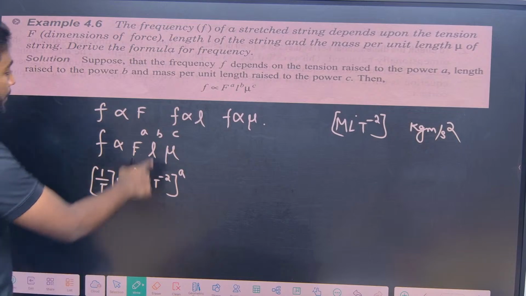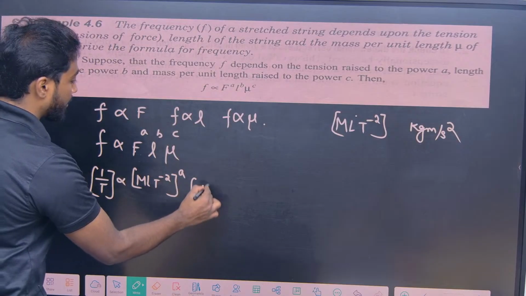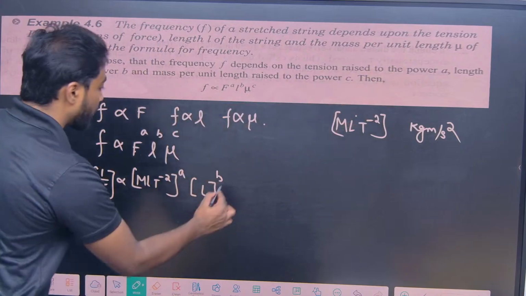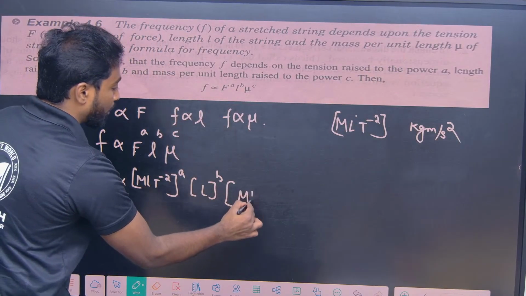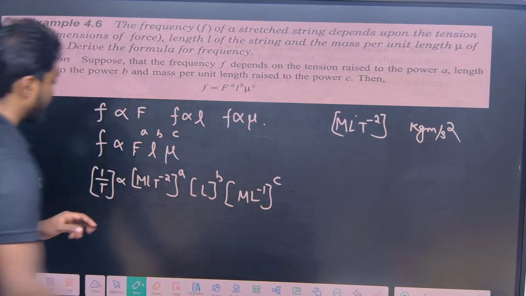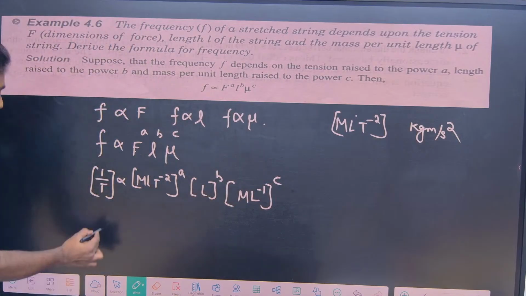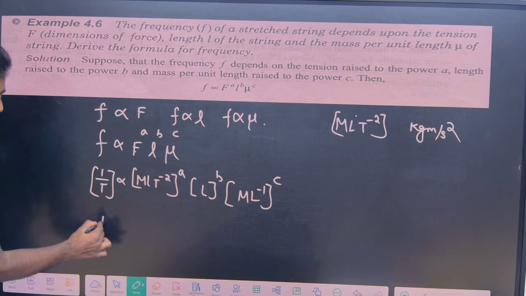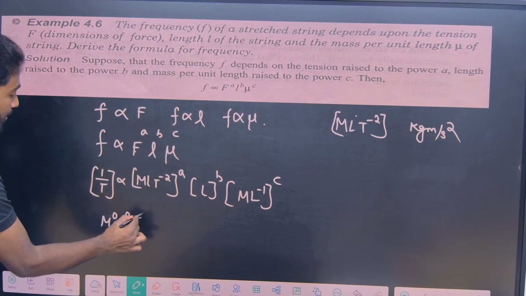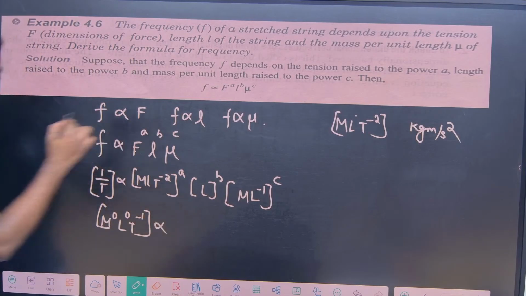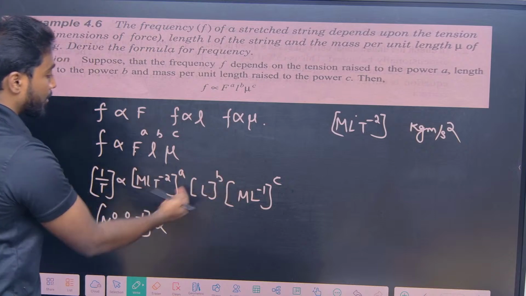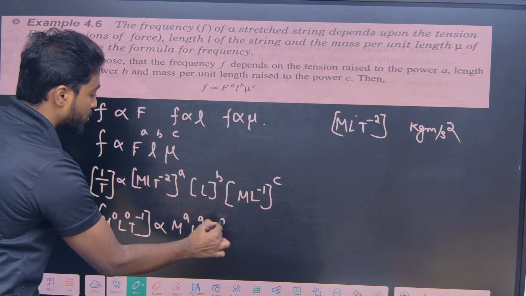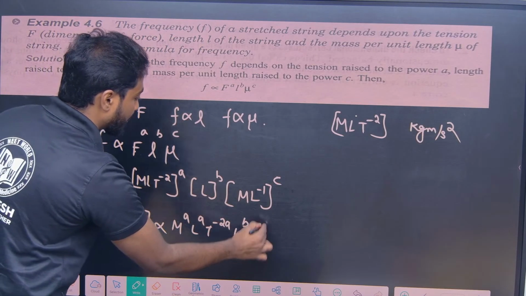Now what about length? L power b. What about mu? Mu is nothing but mass per unit length, so mass M per unit length, (M L power minus 1) power c. Now let me consider this one as M power 0, L power 0, T power minus 1, directly proportional to, taking the powers inside now: M power a, L power a, T power minus 2a, L power b, M power c, L power minus c.